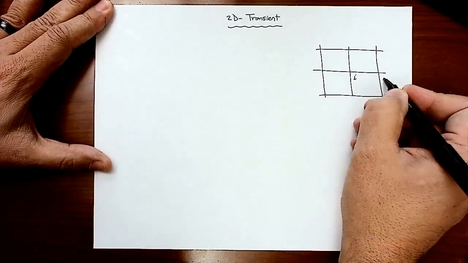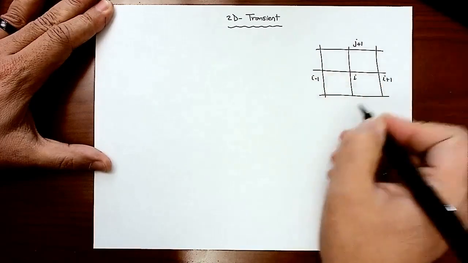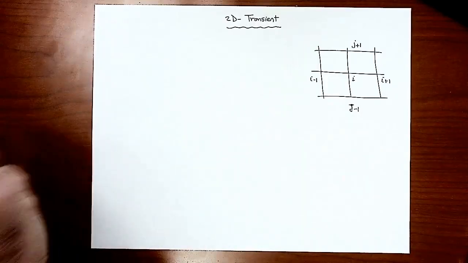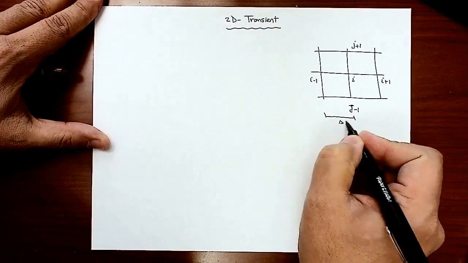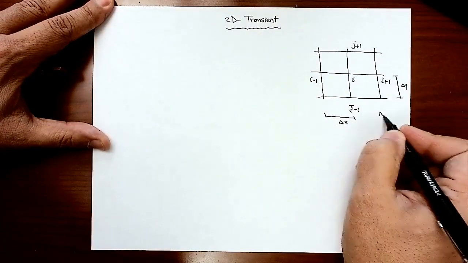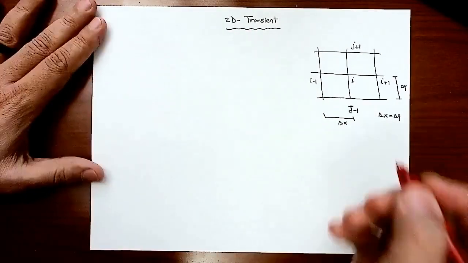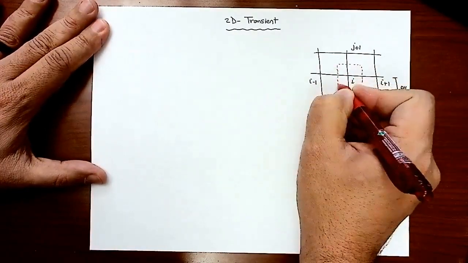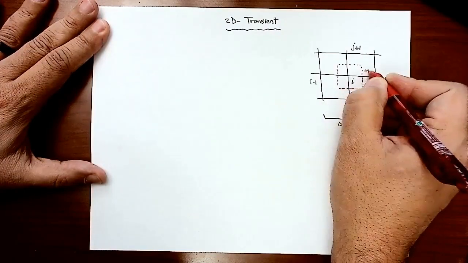Again, this is node i plus 1, i minus 1, j plus 1, and j minus 1. And now, again, for simplicity, this is going to be delta x, and this is going to be delta y. And to simplify the math, delta x would be assumed equal to delta y. Now I can draw the control element surrounding the base node, which is i. Dimension of that control element is delta x, delta y, right?